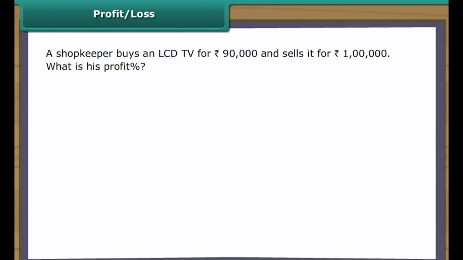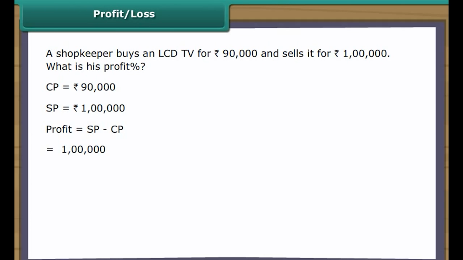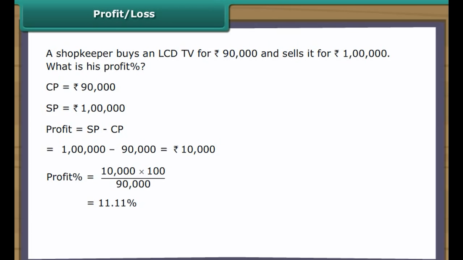A shopkeeper buys an LCD TV for rupees 90,000 and sells it for rupees 1 lakh. What is his profit percent? CP is equal to rupees 90,000. SP is equal to rupees 1 lakh. Profit is equal to SP minus CP, which is equal to 1 lakh minus 90,000, which is equal to 10,000. Profit percentage is equal to 10,000 into 100 upon 90,000, which is equal to 11.11%. The shopkeeper earns a profit of 11.11% on the LCD TV.